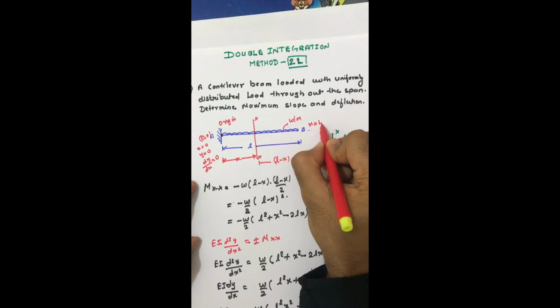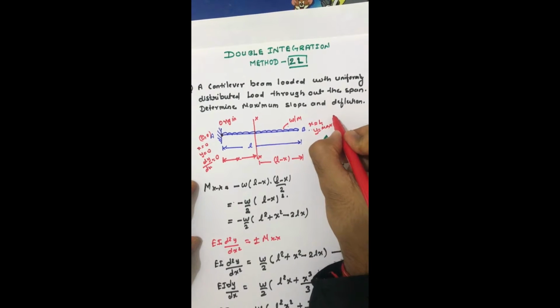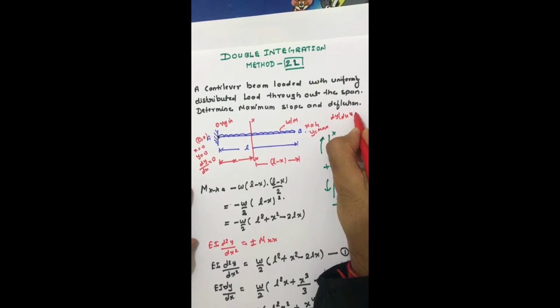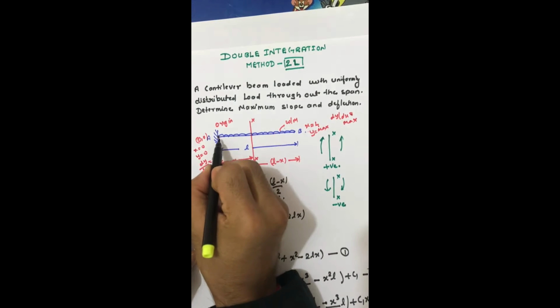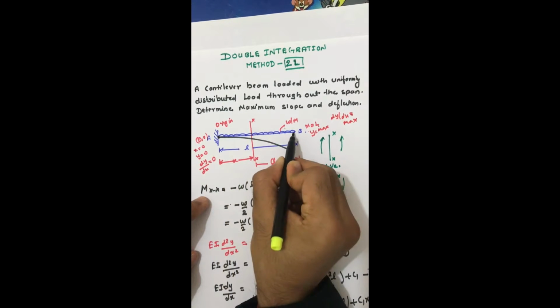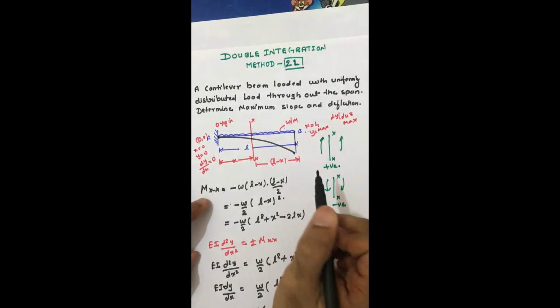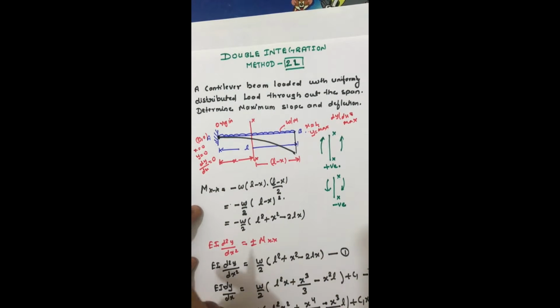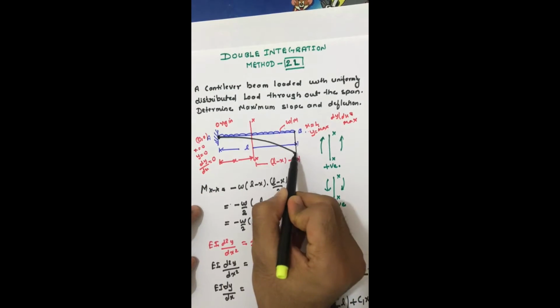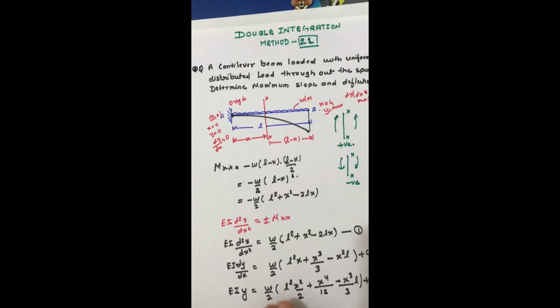Here x is equal to L, y will be maximum, right? And dy by dx will also be maximum. See, the beam has a tendency to bend in this manner, because at this point it is fixed, it is a cantilever, so it is fixed at this particular point and has a tendency to bend like this. Now let us write the boundary conditions.